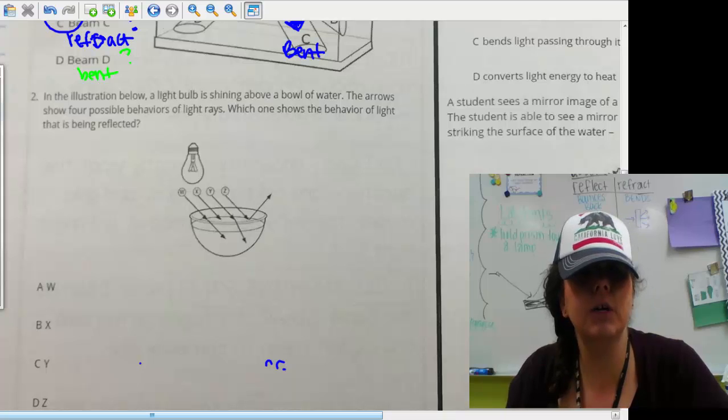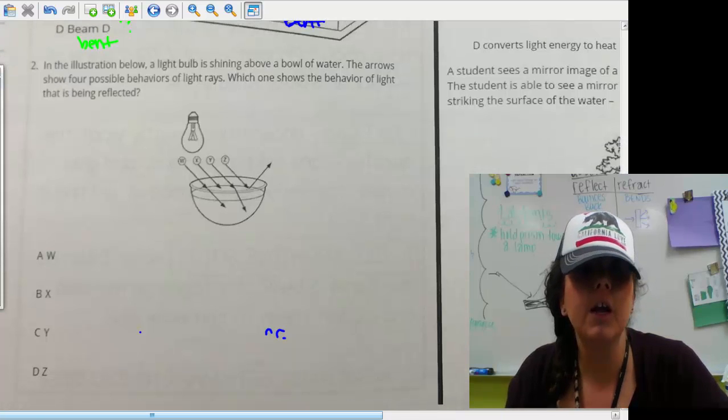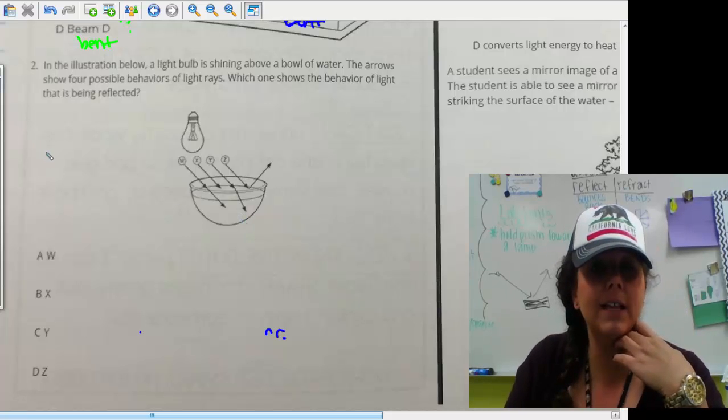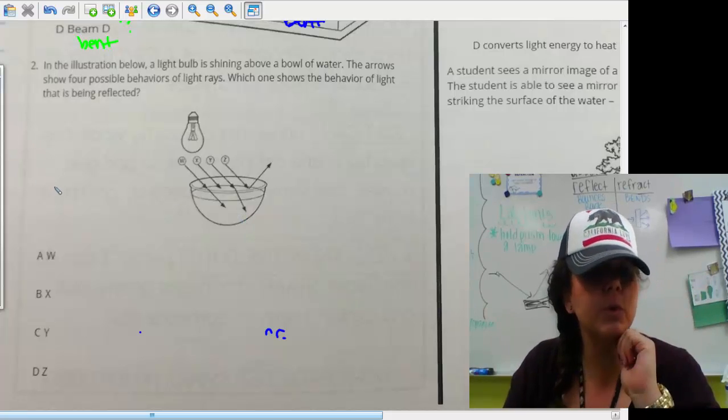Okay, so number 2. In the illustration below, a light bulb is shining above a bowl of water. The arrows show 4 possible behaviors of the light rays. Which one shows the behavior of light that is being reflected? Very similar to choice 1, isn't it? Very similar picture, same concept.